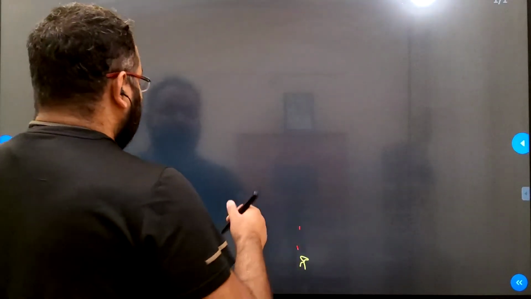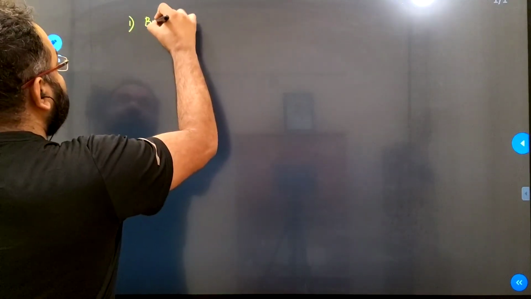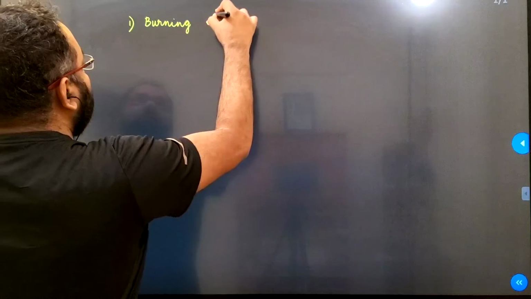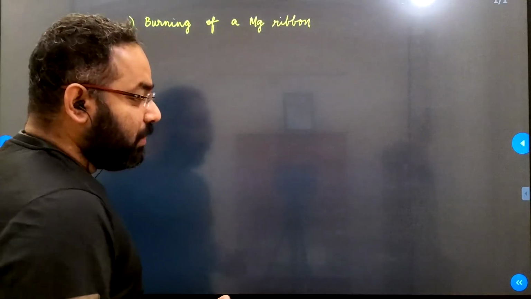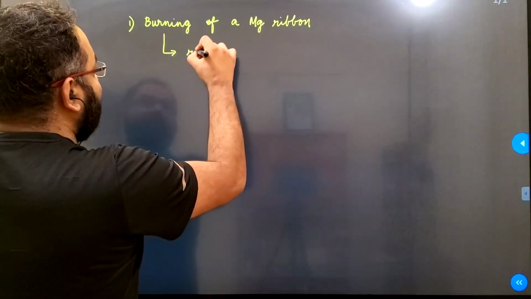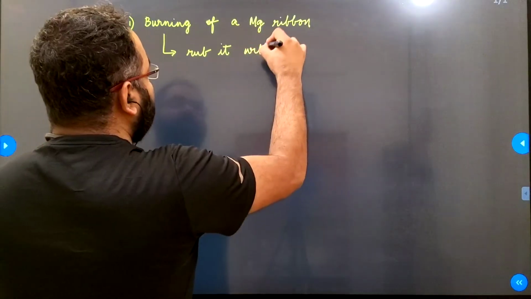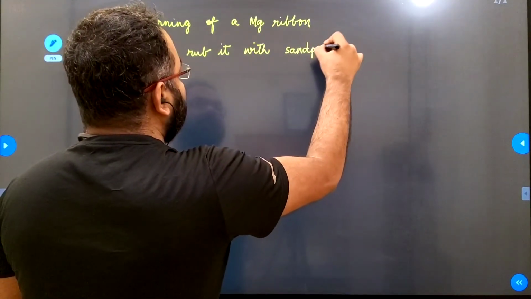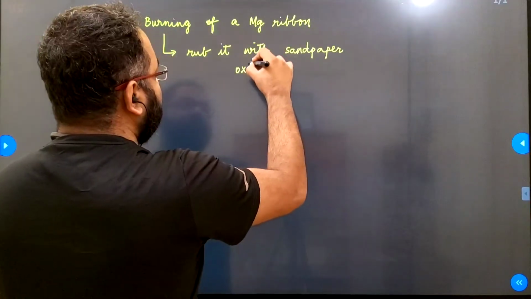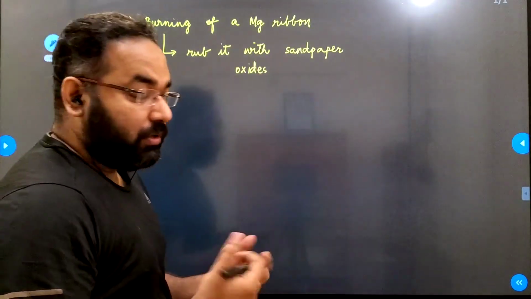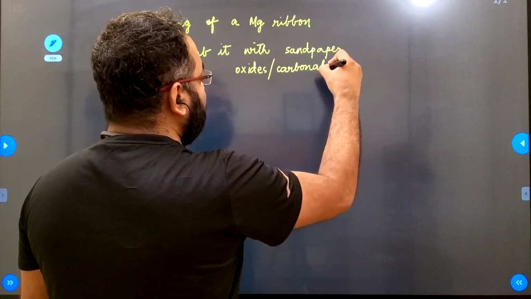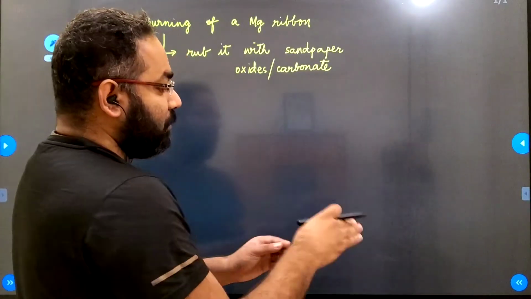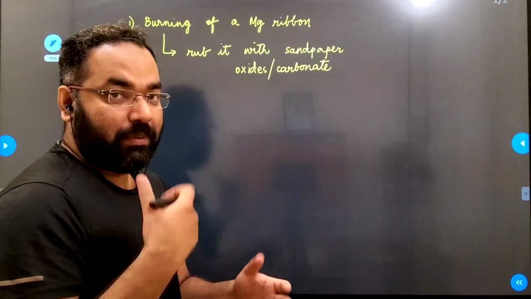Now the chapter started off with understanding a few important reactions. The first reaction we looked at is burning of a magnesium ribbon. Now we all know whenever a magnesium ribbon has to undergo any form of combustion, or if you have to just burn a magnesium ribbon, the first thing you'll have to do is rub it with sandpaper. Now why do you have to rub it with sandpaper? For two reasons. One thing is there could be layers of oxides present on it, which you may have to remove before you start using it, or you could also have a magnesium carbonate layer around it. So in order for you to remove the oxide or the carbonate layer, we would recommend that you rub it first with the sandpaper and then you burn it.